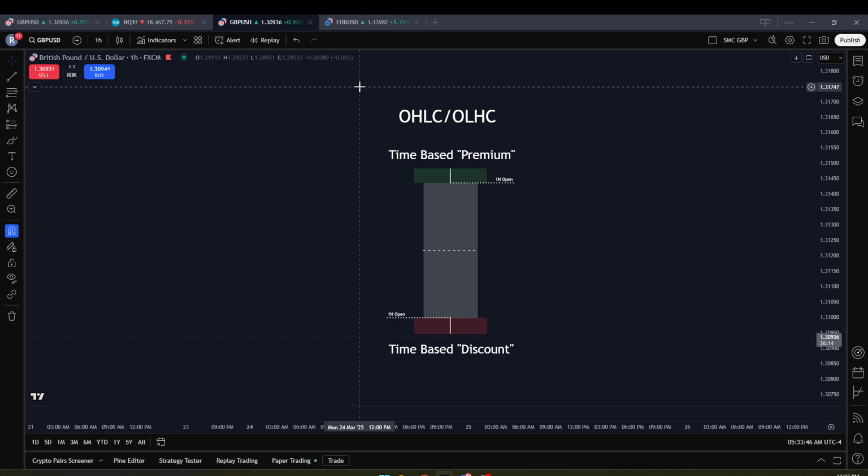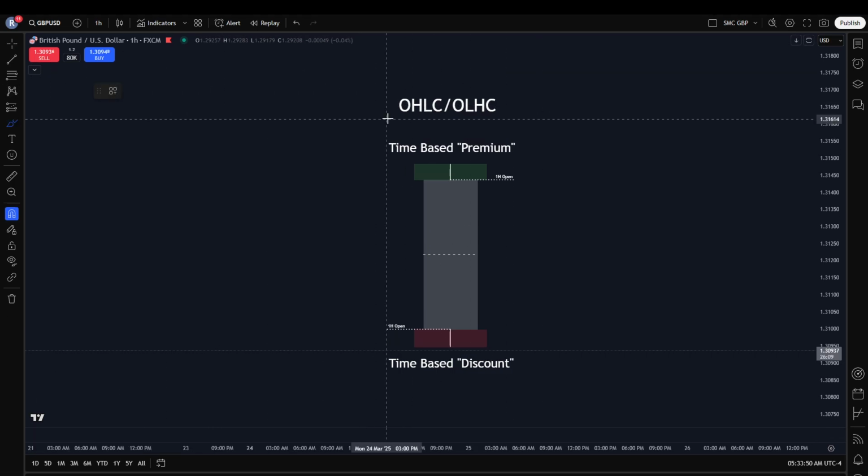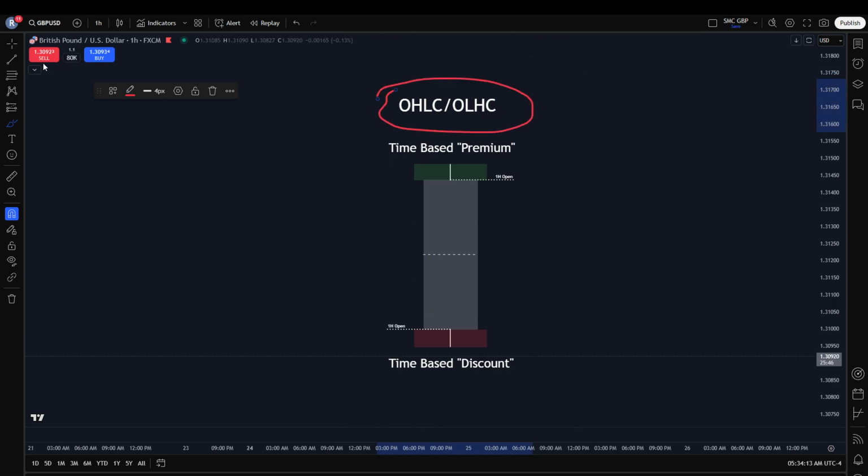What is my third favorite ICT concept? The open high-low close. Again, I have a video on this on my channel as well, but the open high-low close is so crucial for trading or for my model because it aligns the high time frame and the low time frame. Again, consistency. If I'm trading using my high time frame highs and lows to identify my manipulation, what is the connection between my low time frame entry and my high time frame? And the answer is the open high-low close.